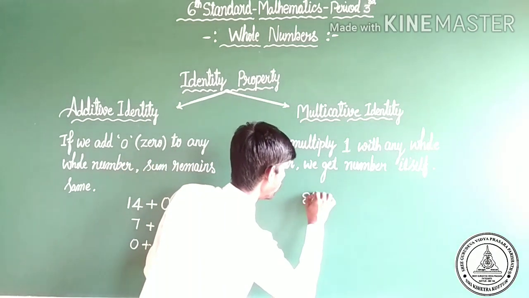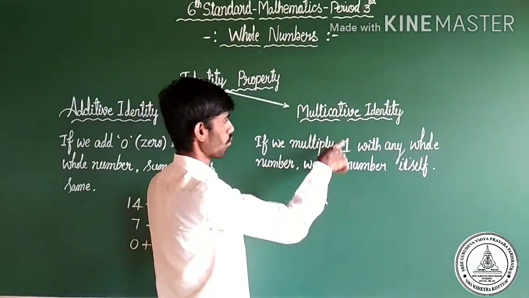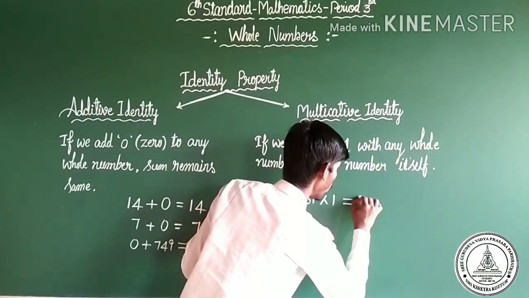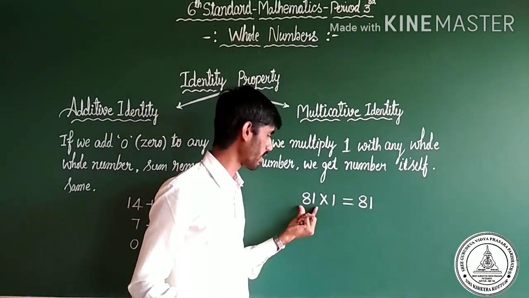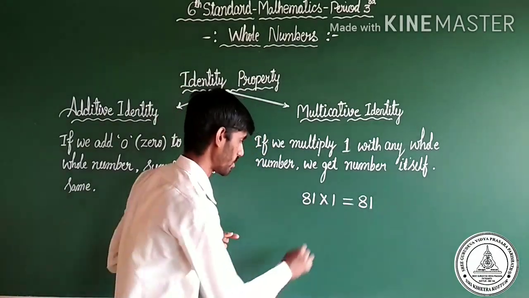81 into 1, 81 times 1 is 81. So we get the number itself. Which is the number here? Here 81 is the number. Number itself. One more example.